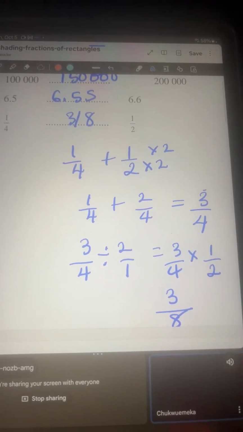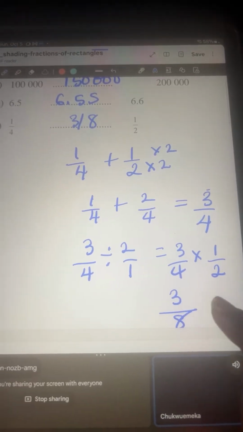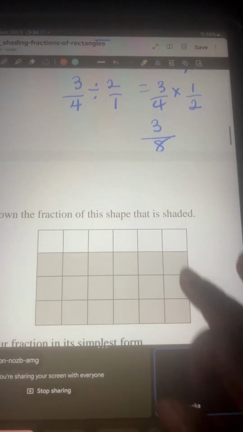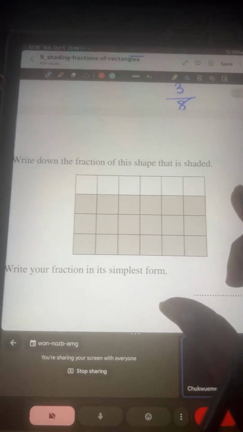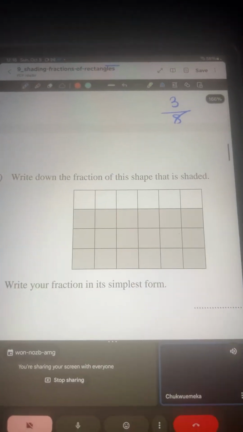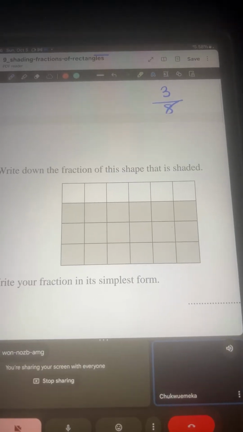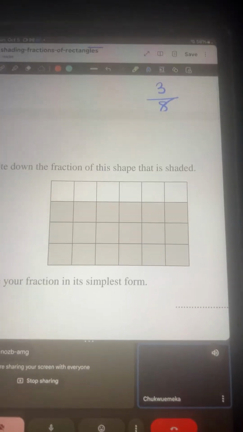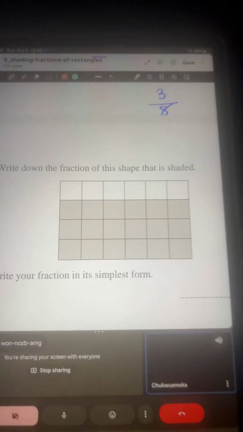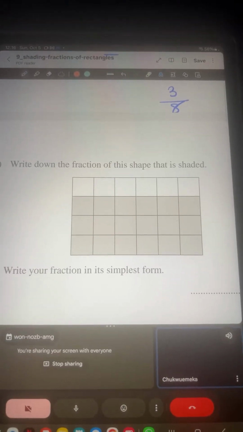All right. So we move to the next one. Look at the next question here. It says we should write down the fraction of this shape that is shaded. Write down the fraction of the shape that is shaded. That is what you want to do at this moment.